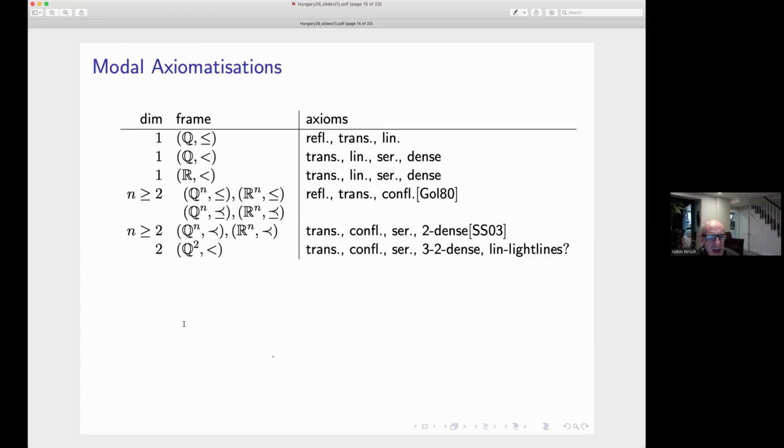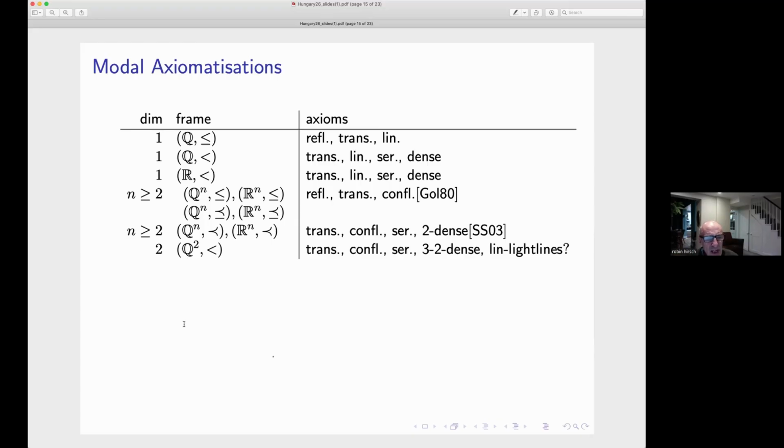Yes, these are modal axioms. If you look at these slower than light irreflexive frames, then the result of Shehtman and Shapirovsky shows that these axioms are sound and complete. We can use the two density axioms.